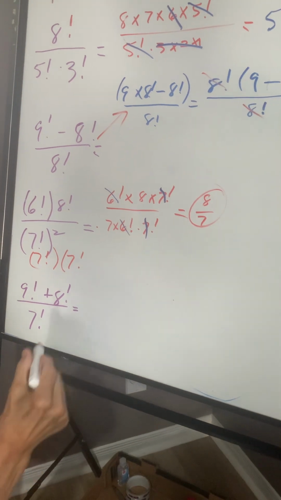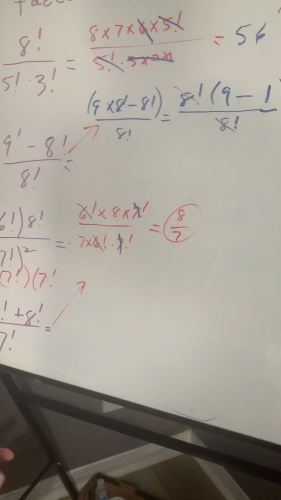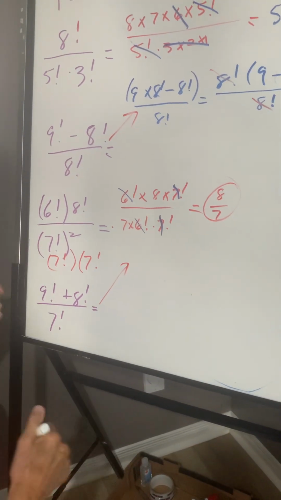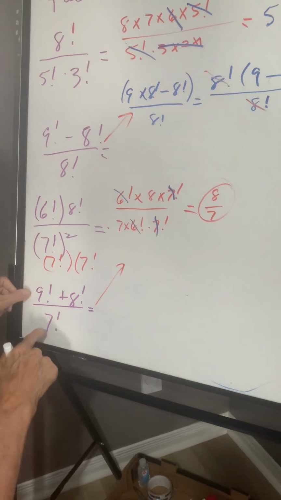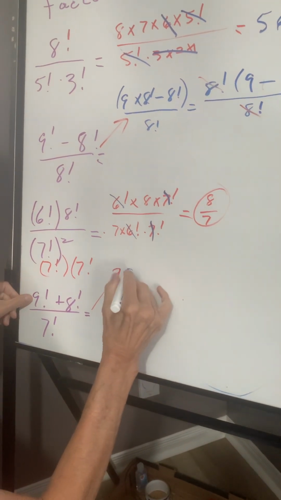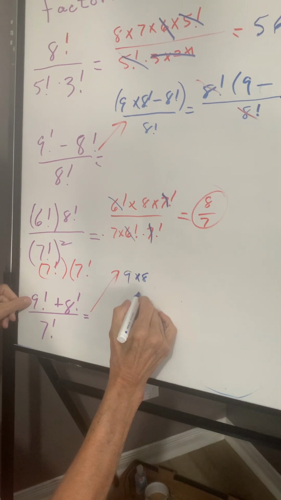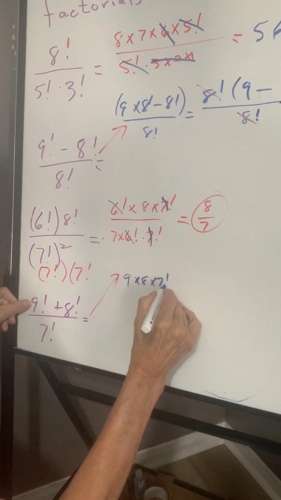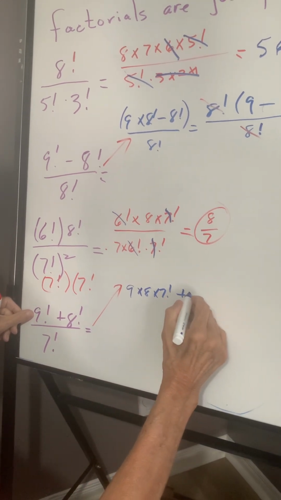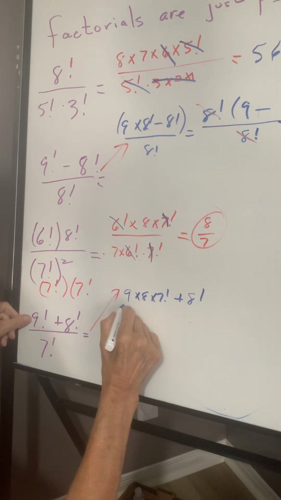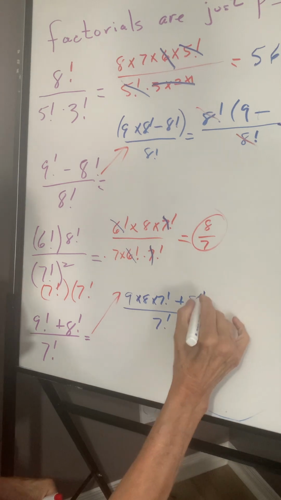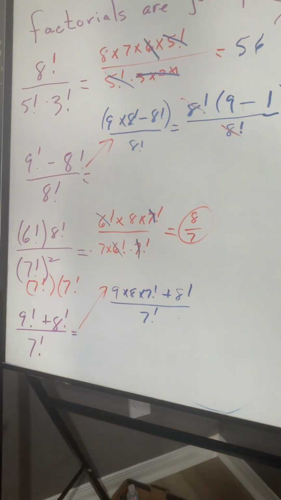Now this next one, I'm going to move it up again over here. This one's going to take a little more room. I have 7, 8, and 9 factorial. Okay, what am I going to do this time? I have to go down to 7 factorial. So this is going to be 9 times 8 times 7 factorial plus I have 8 factorial over here, over 7 factorial. I can't cancel because of this operation over here.